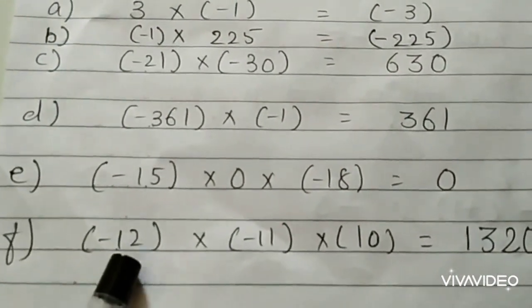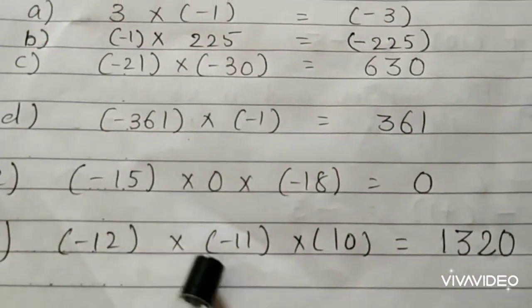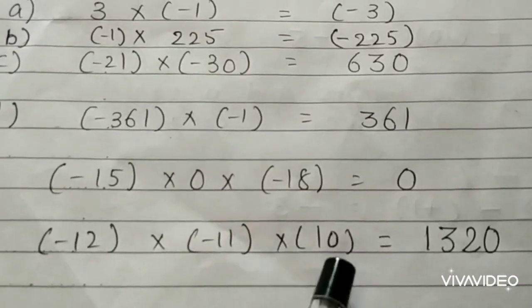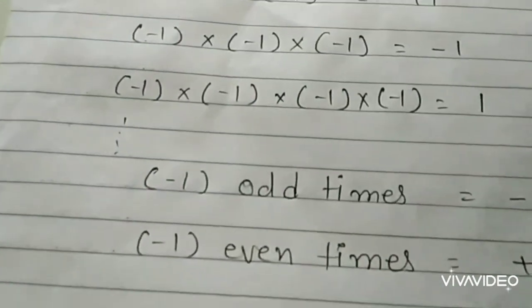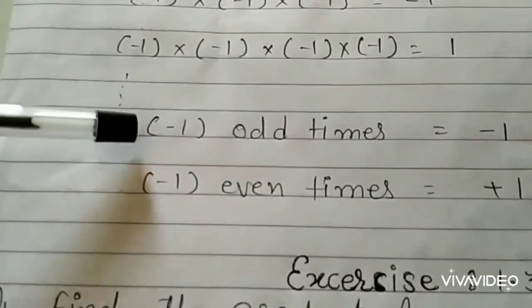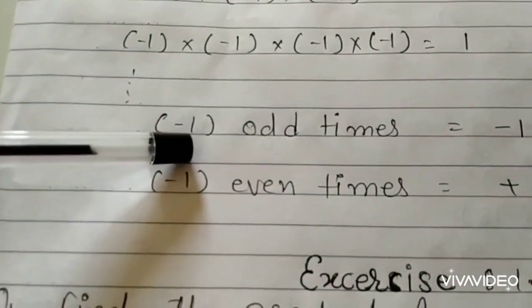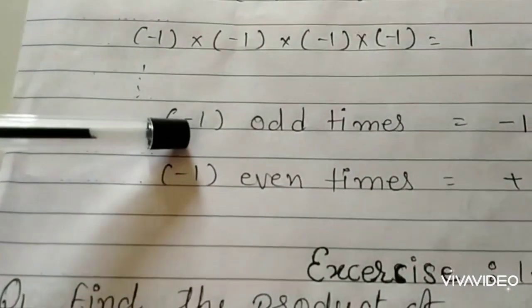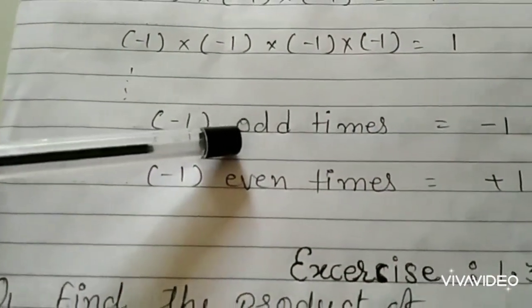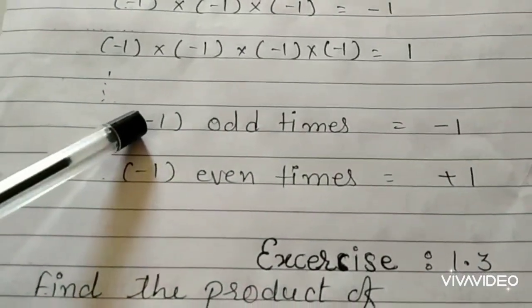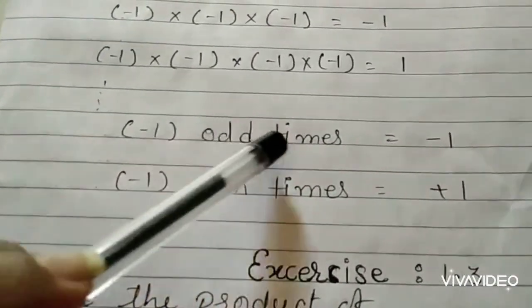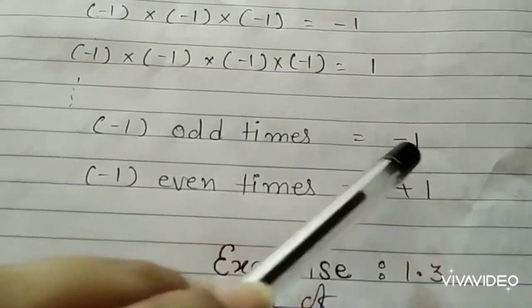F is minus 12 multiplied by minus 11 multiplied by 10. Here we have already discussed this. If you take minus 1, or any number over here, with the minus sign an odd number of times, the answer will be minus. Or you can say that minus 1 an odd number of times gives the answer minus 1.